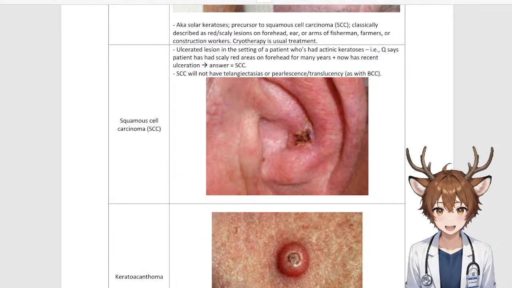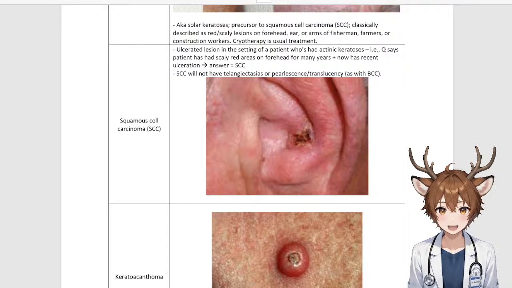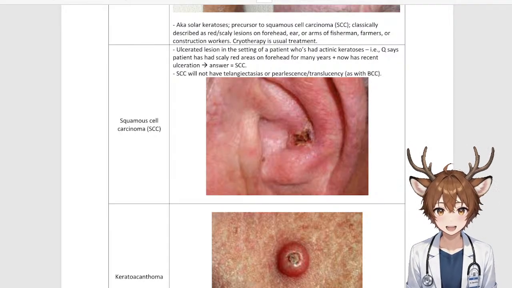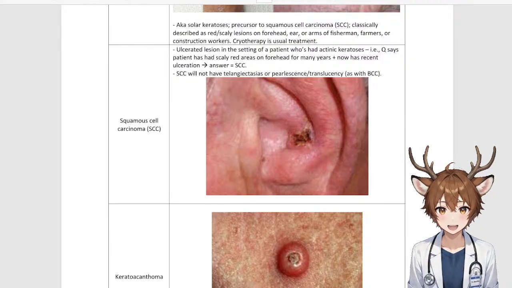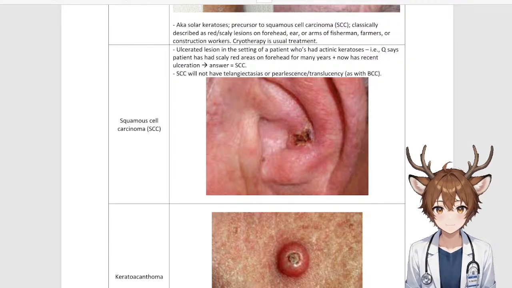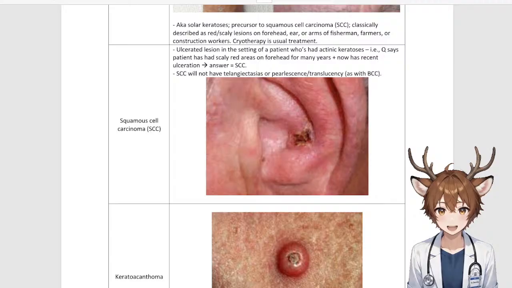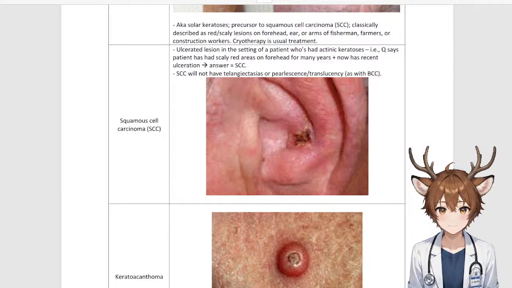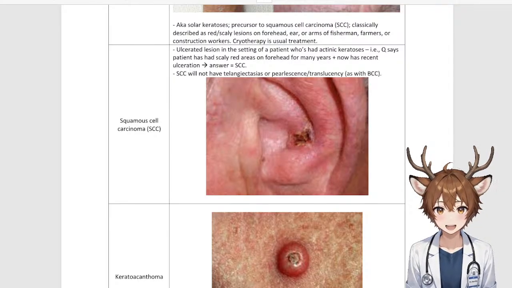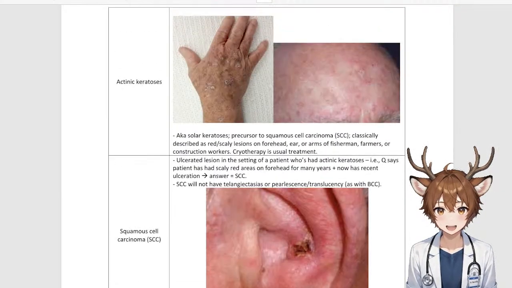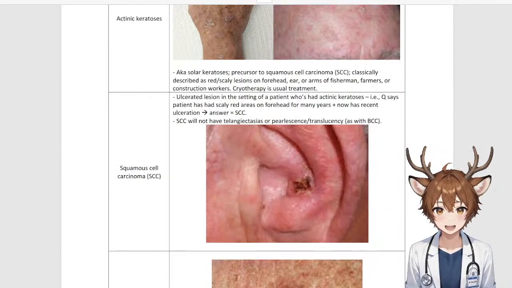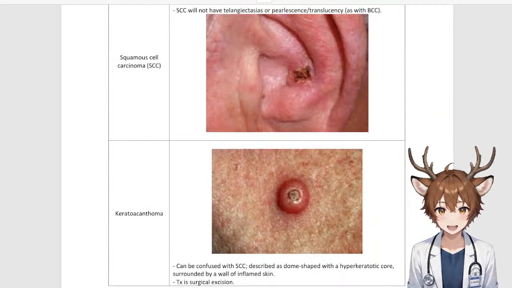Squamous cell carcinoma (SCC), ulcerated lesion in the setting of a patient who's had actinic keratoses. Question says patient has scaly red areas on the forehead for many years, plus now has recent ulceration. The answer should be SCC. Squamous cell carcinoma will not have telangiectasias or pearlescence/translucency as with the BCC, the basal cell carcinoma. It will not have the pearlescence, it will not have the translucency like you would have in the basal cell.